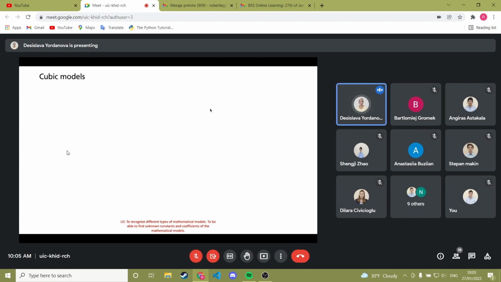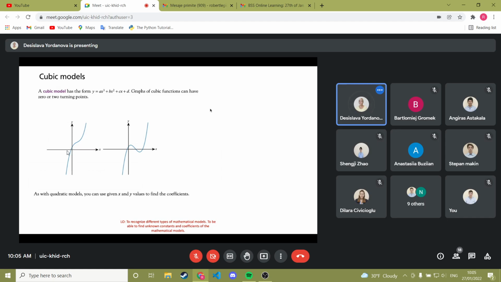And the cubic models are very similar to the quadratic models, but they have also ax cubed at the beginning, and they have 4 coefficients. And the graphs of the cubic functions can have 0 or 2 turning points. The first one has 0, the second one has 2 turning points. There's no way for a cubic function to have one turning point, because if it has only one, it will be a quadratic function.